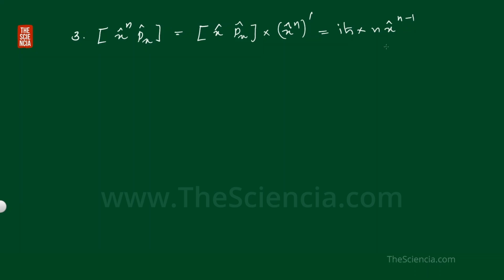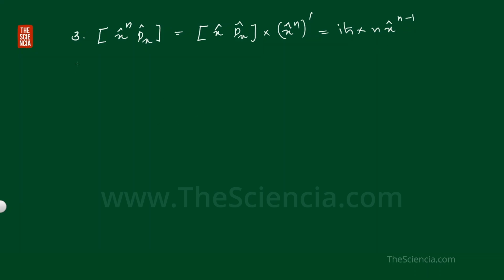Third example problem: commutator bracket of x cap raised to n, px cap. Here also we can use the above trick. We write the commutator bracket of x and px, that is x cap, px cap in the same order, into the derivative of x raised to n, since it is a function of x cap. So this is equal to i h cross into n x raised to n minus 1.